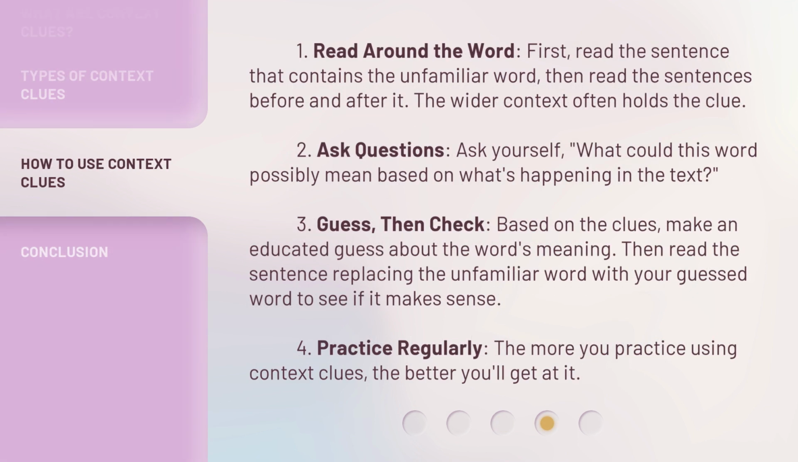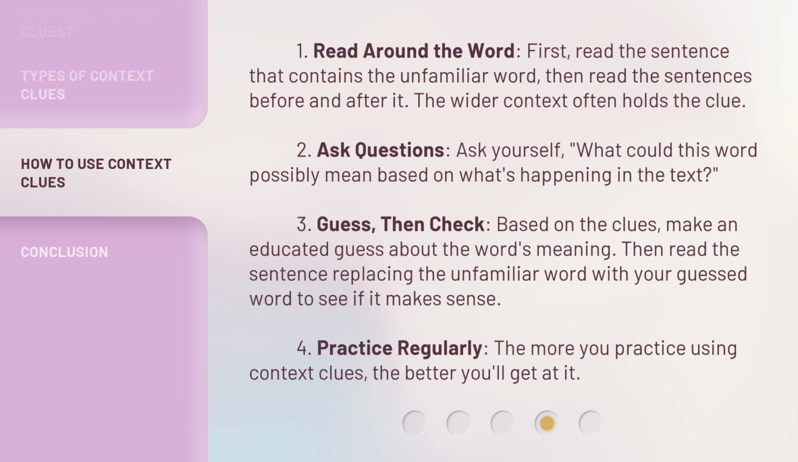1. Read around the word. First, read the sentence that contains the unfamiliar word. Then read the sentences before and after it. The wider context often holds the clue. 2. Ask questions. Ask yourself, what could this word possibly mean based on what's happening in the text?